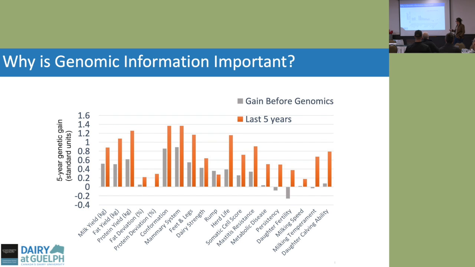I've got a whole bunch of traits written on the x-axis here, and on the y-axis, one of my grad students did some fancy math to make sure that you could compare all of these different traits on the same scale. So normally you couldn't compare milk yield and somatic cell score on the same scale, but we've done it now so that we could compare those two different traits.